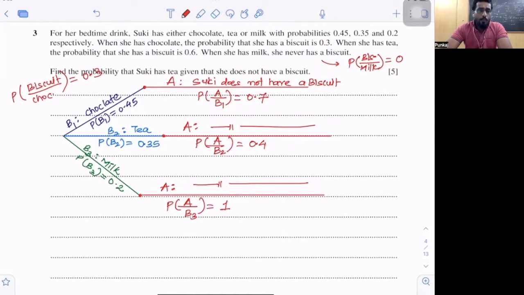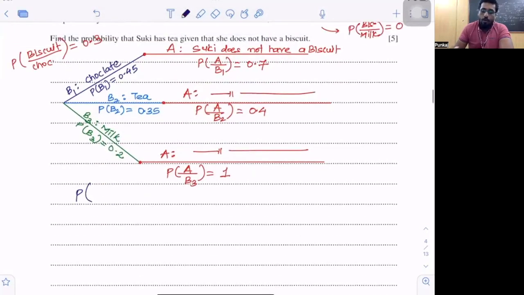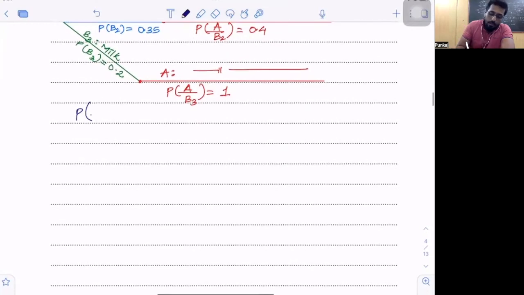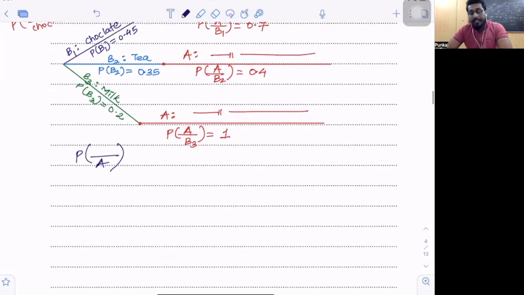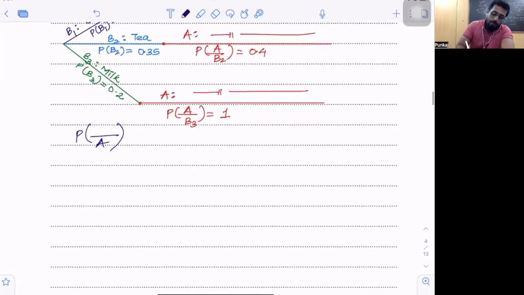So I want to find the probability that Suki has tea given that she does not have a biscuit. So I want to find the probability of what? I already know that she has not taken a biscuit, right? So under A, she has not taken a biscuit. What's the probability that she has taken tea? For T, it is B2. So I want to find probability of B2 under A.